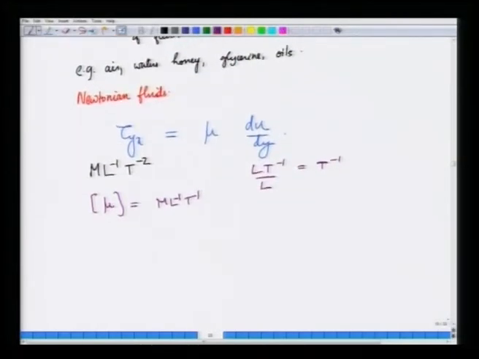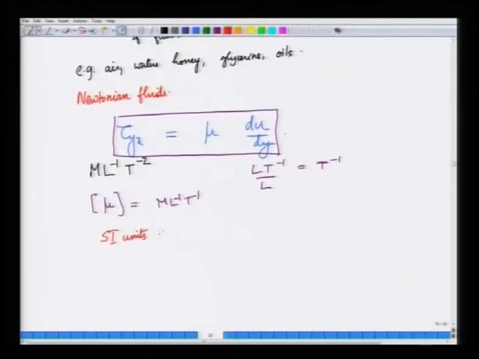In order for this equation to be dimensionally consistent, viscosity has to have these dimensions. In SI units, mass is measured in kilogram, length in meter, and time in second. So the unit for viscosity is kg per meter second, which is also equal to 1 Pascal second.